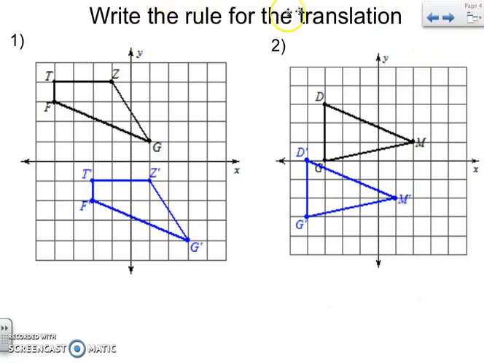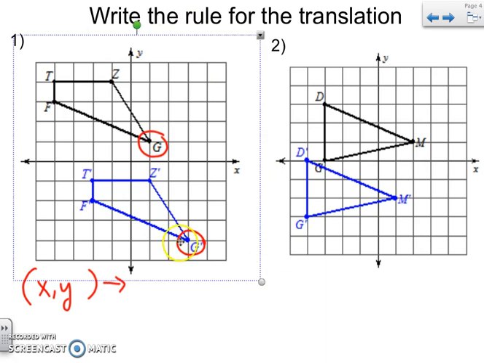So the directions say write the rule for the translation. So first off, my rule is always going to start with x comma y with an arrow. Okay? So it's called arrow notation. So I need to go from this black figure up here down to this blue figure down here, because here are my primes. So typically they're going to go from the black to the blue. Okay? So to do that, you need to pick any point you want. Let's pick G. That'll be my favorite point for today. So I need to figure out what happened to put G all the way down here, okay?